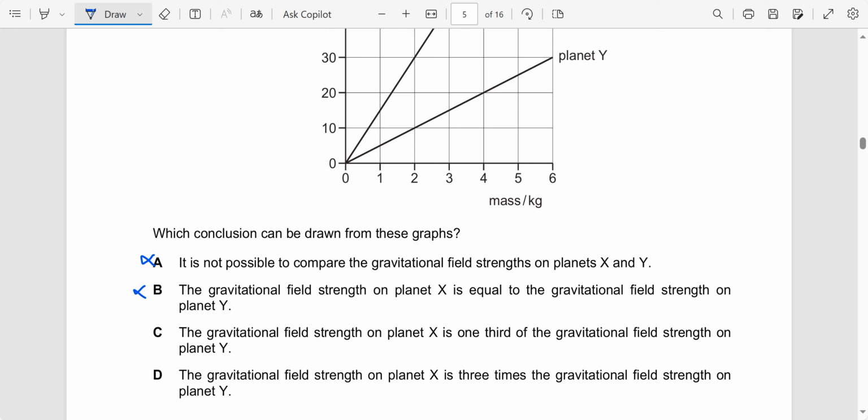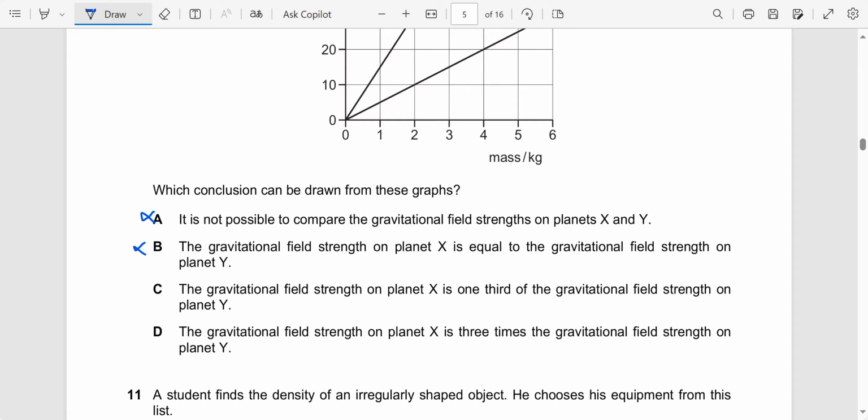Gravitational field strength on the planet X is 1/3. That is opposite. Y is 1/3 because it is an extension against mass graph. It's not mass against extension. The gravitational field strength on the planet X is 3 times, yes.